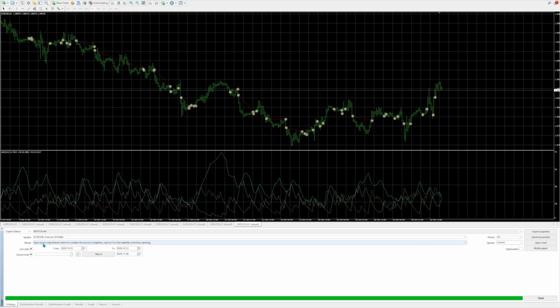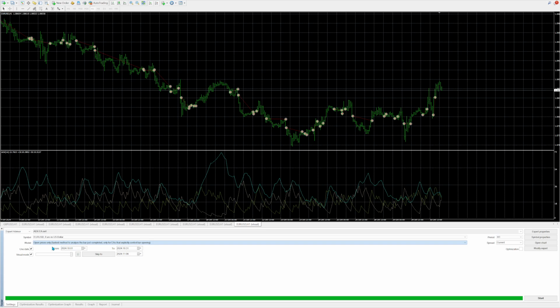For testing model, I've set it to open prices only because the EA uses open prices for its calculations and it's quicker to test that way. That being said, you might want to switch to every tick just so that you can get accurate testing when it comes to money management, where all the pips make a difference.